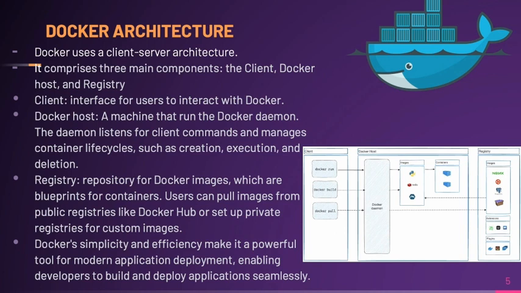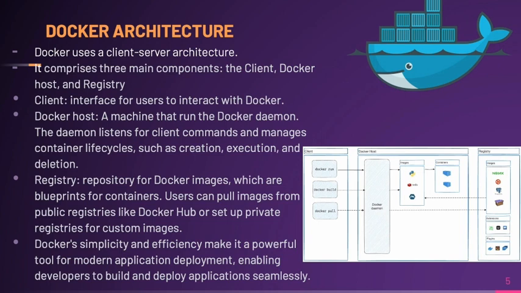Okay, moving towards the Docker architecture. Docker uses a client-server architecture. It comprises 3 main components, which are the client, the Docker host and the registry. So what's the function of the client? The client is the interface for users to interact with Docker. The Docker host is a machine that runs the Docker daemon. The daemon listens for client commands and manages container life cycles such as creation, execution and deletion.